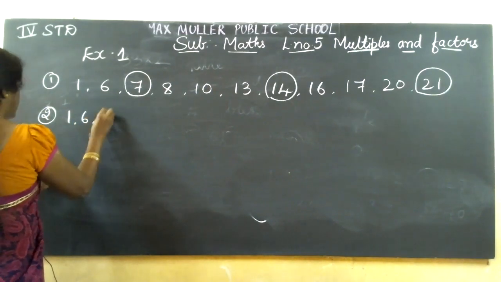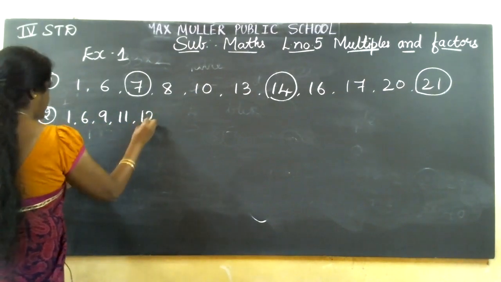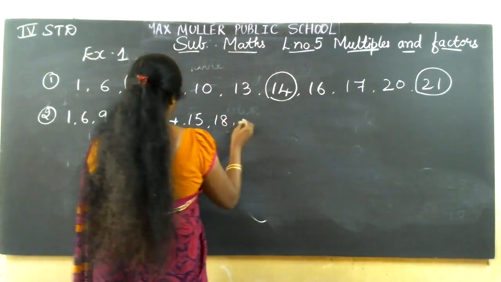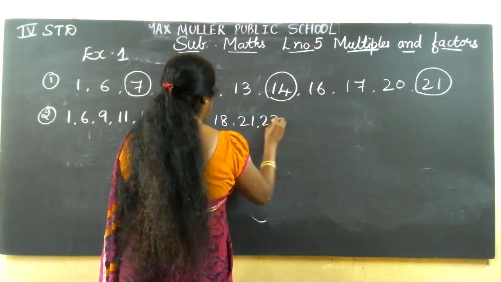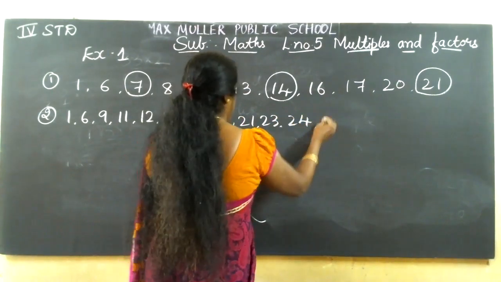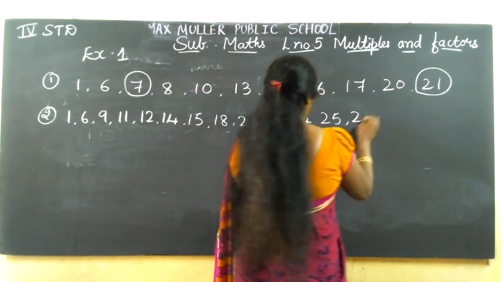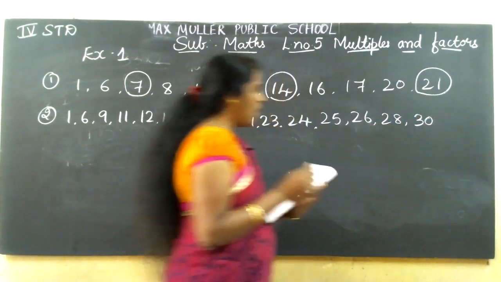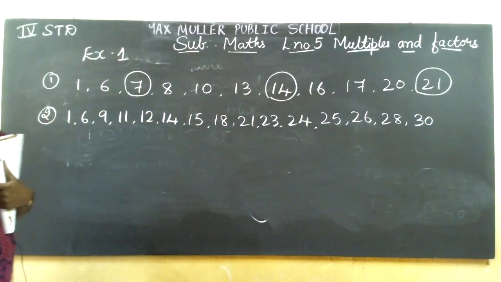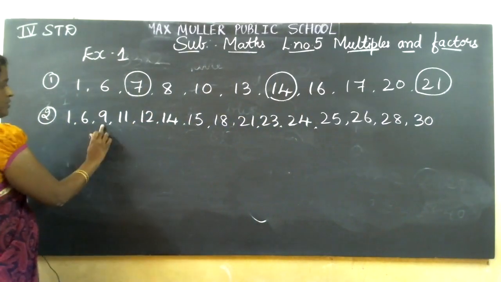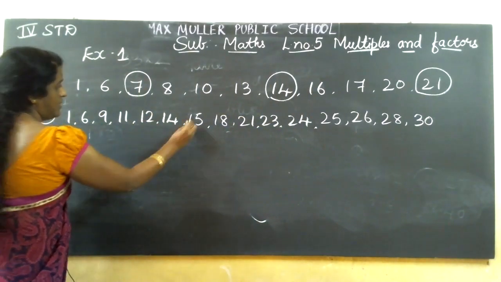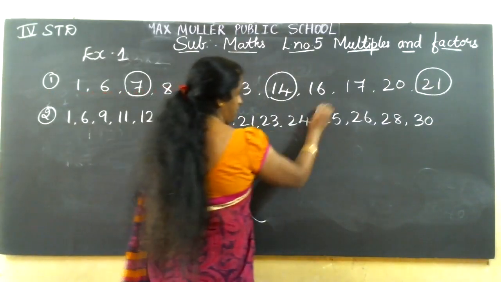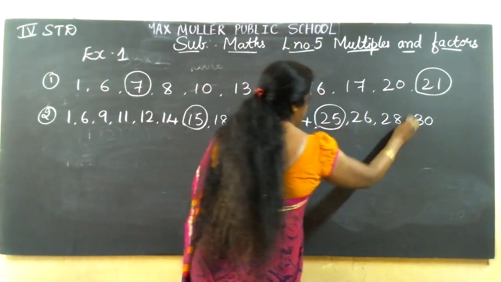1, 6, 9, 11, 12, 14, 15, 18, 21, 23, 24, 25, 26, 28, 30. Circle all the multiples of 5. So you should say 5 ones are 5, 5 twos are 10, 5 threes are 15, 5 fours are 20, 5 fives are 25, 5 sixes are 30.